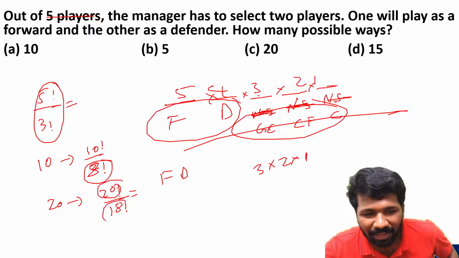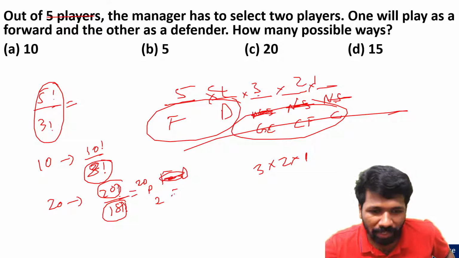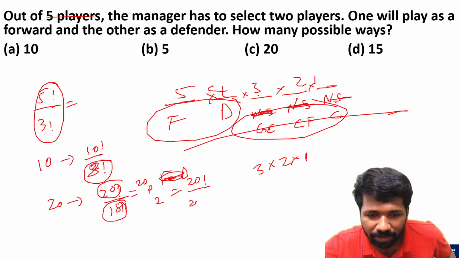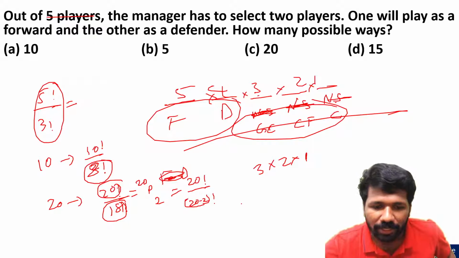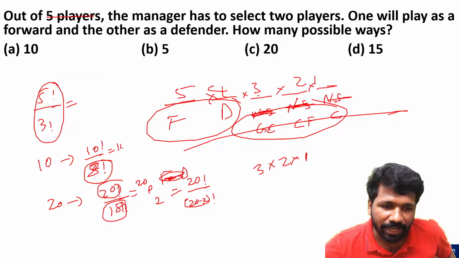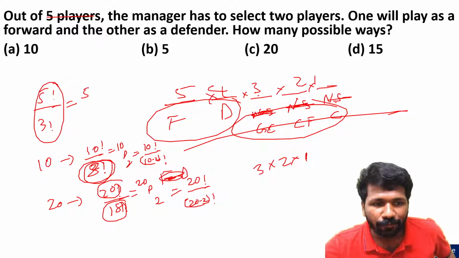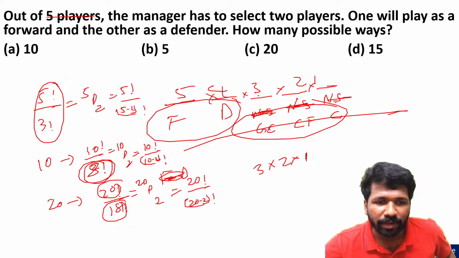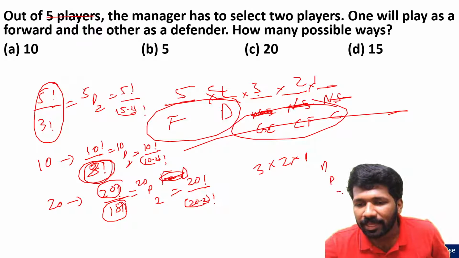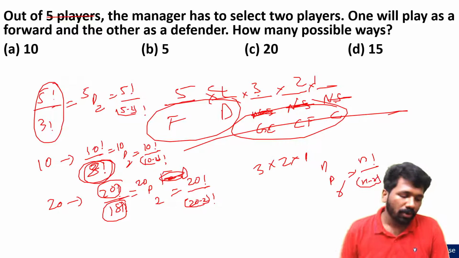20 factorial by 18 factorial. In the permutation formula, we write it as 20P2. 20P2 means 20 factorial divided by (20 minus 2) factorial. This is 10P2. That means 10 factorial divided by (10 minus 2) factorial, that is 8 factorial. This is 5P2, that is 5 factorial divided by (5 minus 2) factorial. Or in general, nPr can be defined as n factorial divided by (n minus r) factorial. All of you understood this?